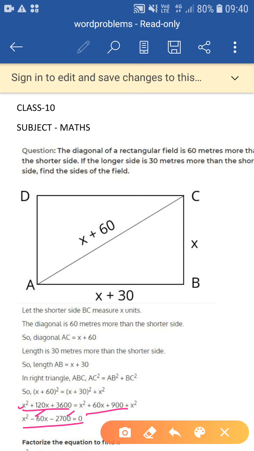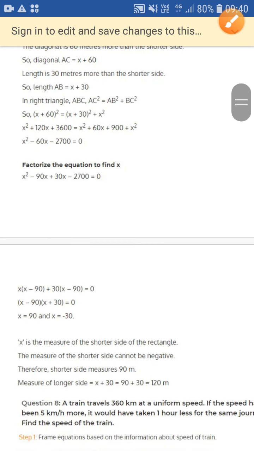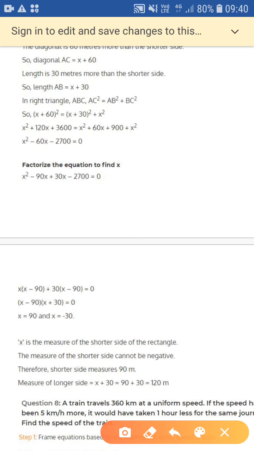We can solve it by any method, but the factorization method is very simple here. So we can find the factors of 2700. The factors will be 90 and 30. 90 into 30 is 2700, and 90 minus 30 is equal to the middle term, that is 60. So we can write x square minus 90x plus 30x minus 2700 equals 0. Taking common, we have x into x minus 90 plus 30 into x minus 90 equals 0. So x minus 90 and x plus 30 are the two factors.